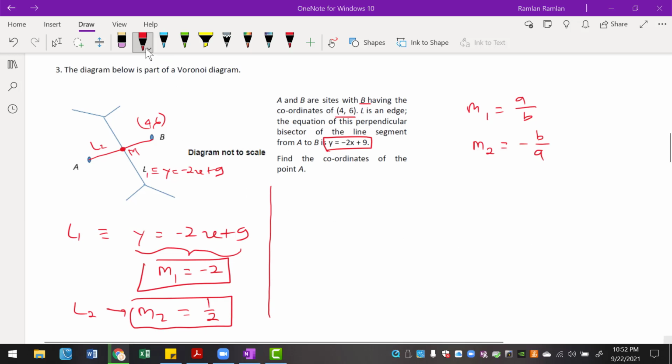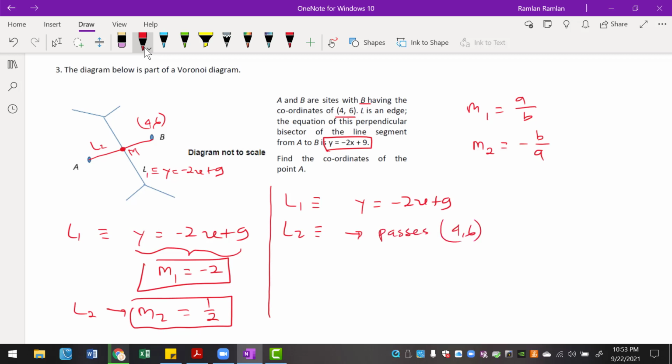So I'm going to write down both of the equations from L1 and L2. L1 has an equation of y equals minus 2x plus 9. And L2, do I have L2? Oh, not yet. We need to construct that first. We know that L2 is the line from line AB. It has a gradient of M2, which is 1 over 2, and it passes through 4,6. Remember from the previous question, we can construct that. So the information for L2 is that it passes through 4,6.